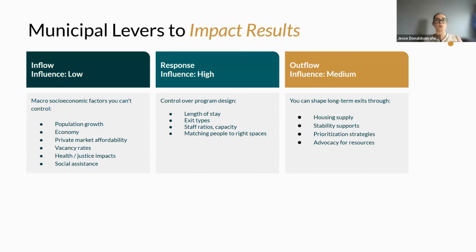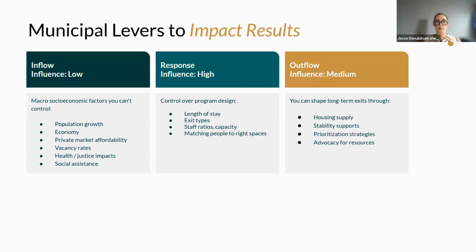In the middle, that's where your response influence is, depending on who's on the call, but municipalities who have a mandate for homelessness and nonprofits have high influence. The choices you make in there have huge impacts on your outcomes. And when I show you the Centerville example, you're going to see how small changes in performance make a difference between not ending homelessness and ending it over the course of a couple of years.